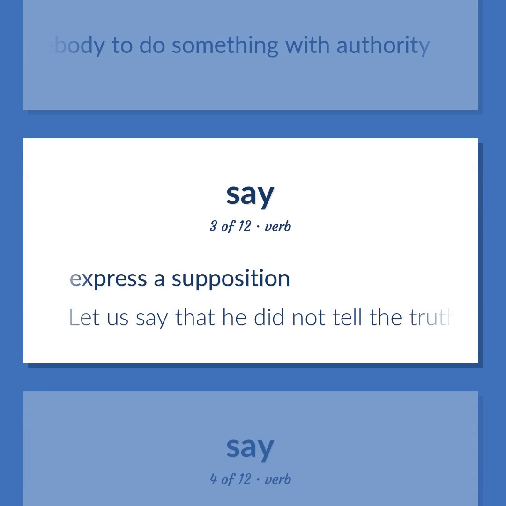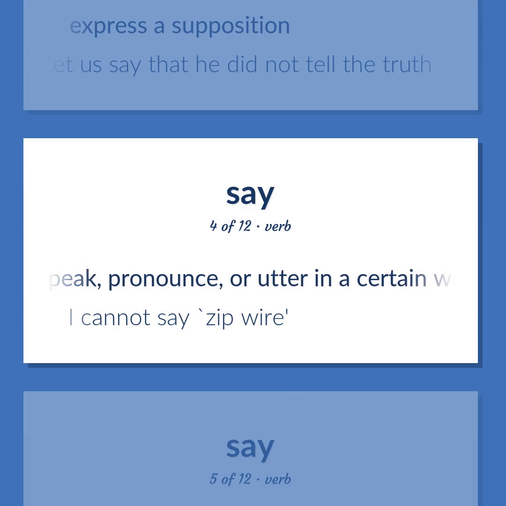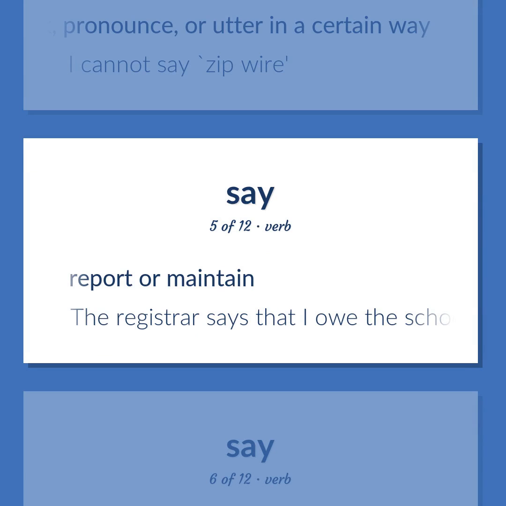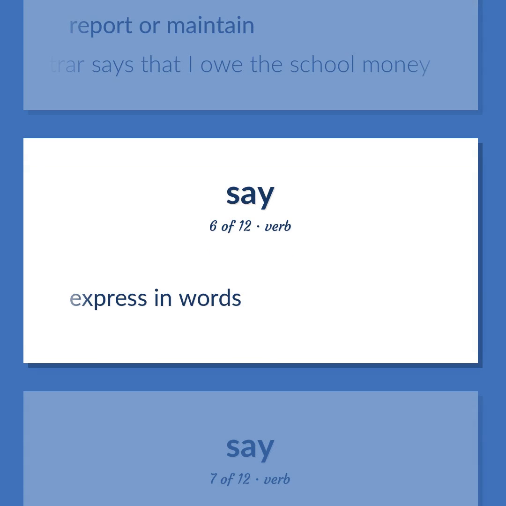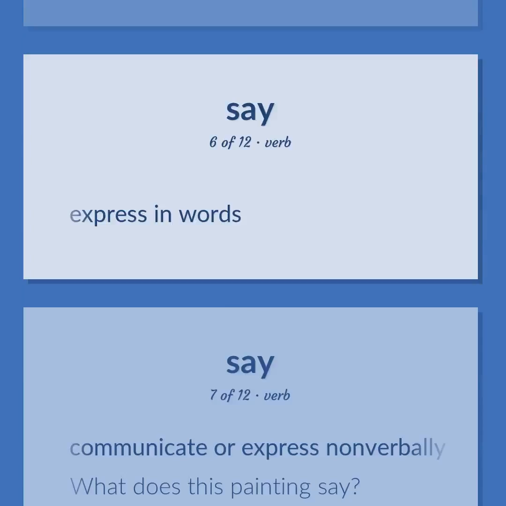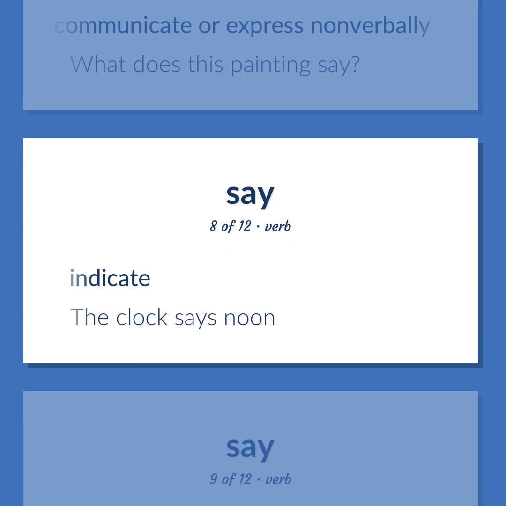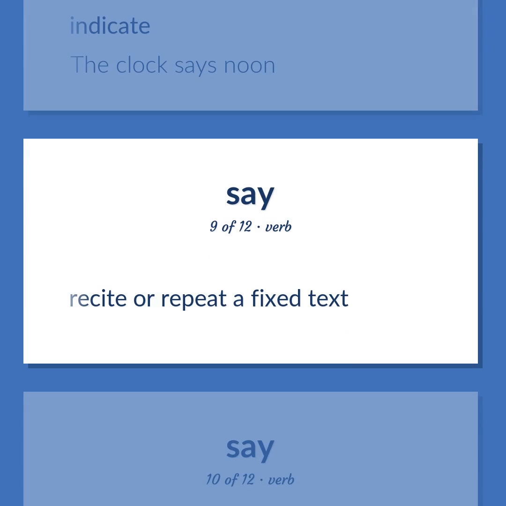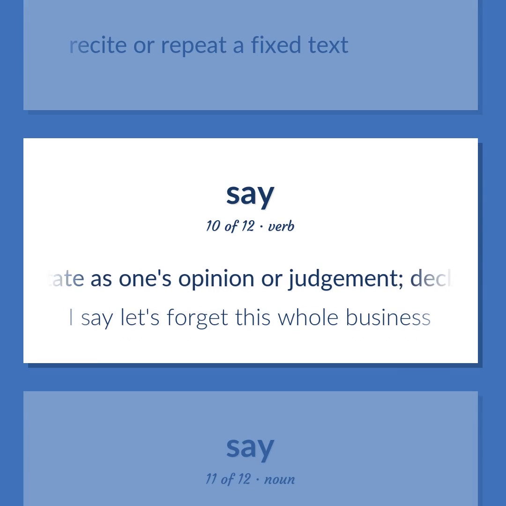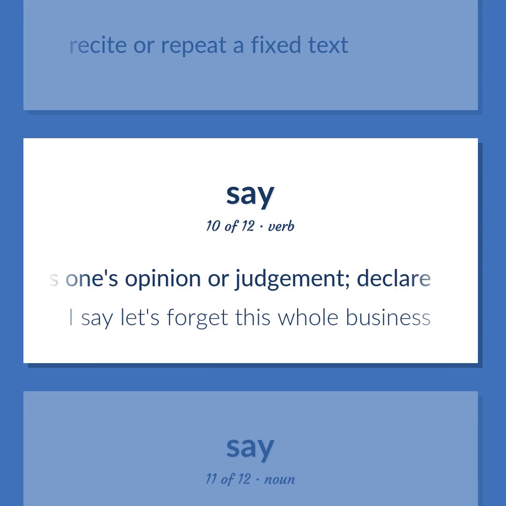Express a supposition. Let us say that he did not tell the truth. Speak, pronounce, or utter in a certain way. I cannot say, zip wire. Report or maintain. The registrar says that I owe the school money. Express in words. Communicate or express nonverbally. What does this painting say? Indicate. The clock says noon. Recite or repeat a fixed text. State as one's opinion or judgment. Declare. I say let's forget this whole business.